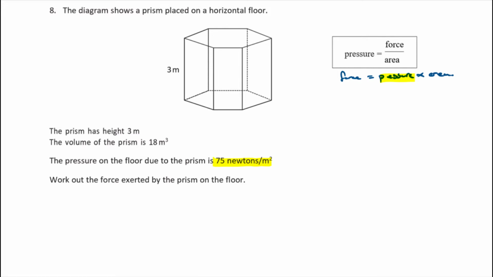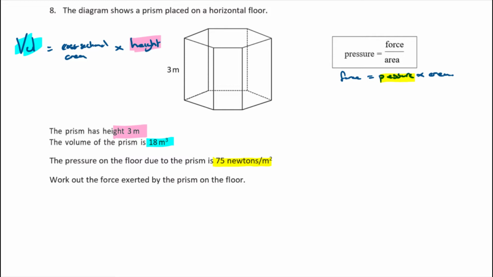Well, I've got the volume of the prism, and I know a formula for the volume of a prism. So the volume of a prism is equal to cross-sectional area multiplied by its height, isn't it? Okay. Now here I've been given the volume. The volume is 18, so I know that bit. I know the height. I've been given that as well. The height is 3, so I know that bit. So I can rearrange that to find the cross-sectional area, and then that will be the area I need in my force calculation over there.